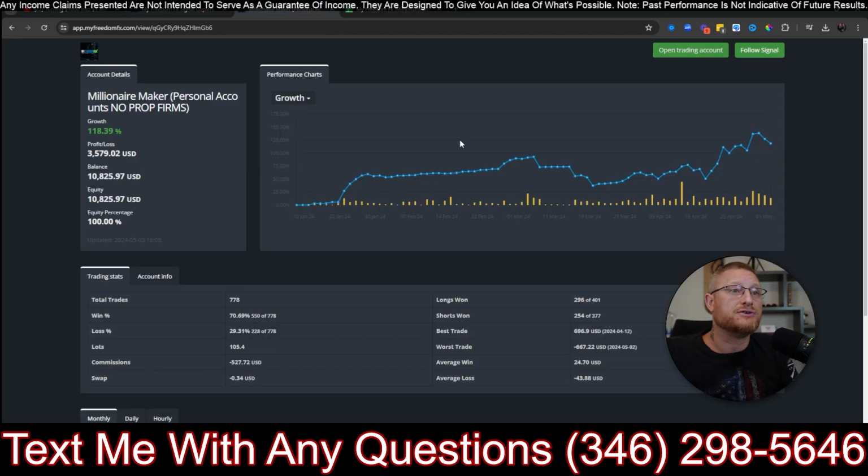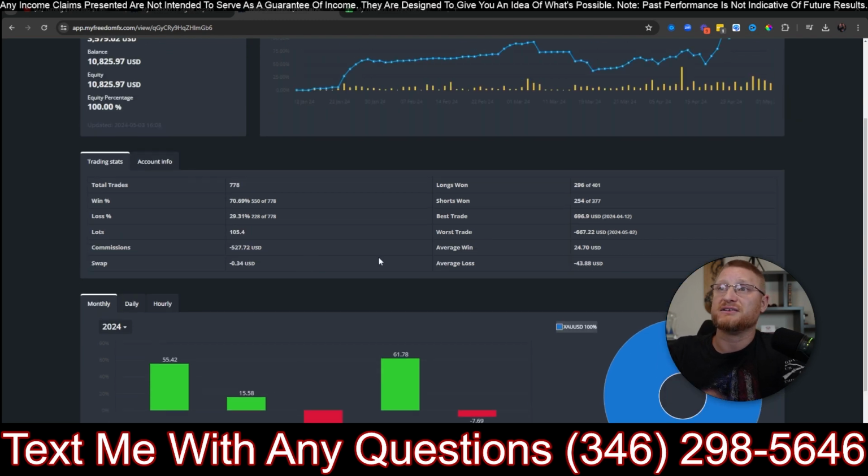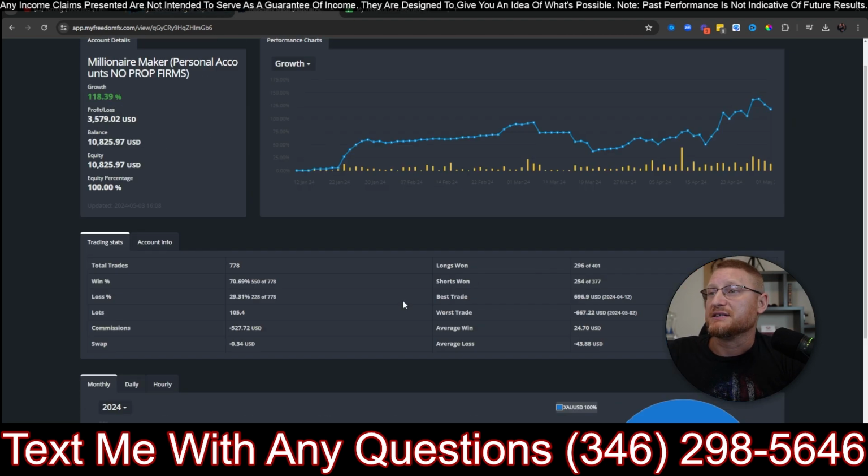Now, when you guys do join My Freedom FX and get the software itself, you're going to have this entire dashboard as well that you can look at your account. You can see what's happening. You see all the data, everything that you need to see about it. So that's pretty cool. I think it's good.